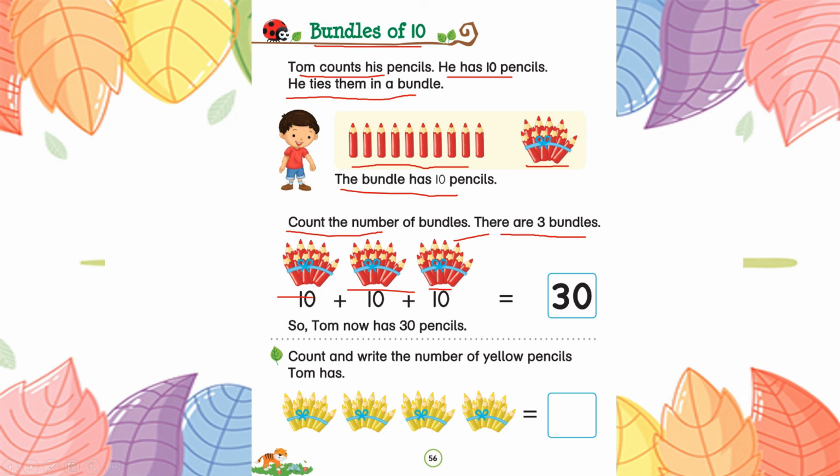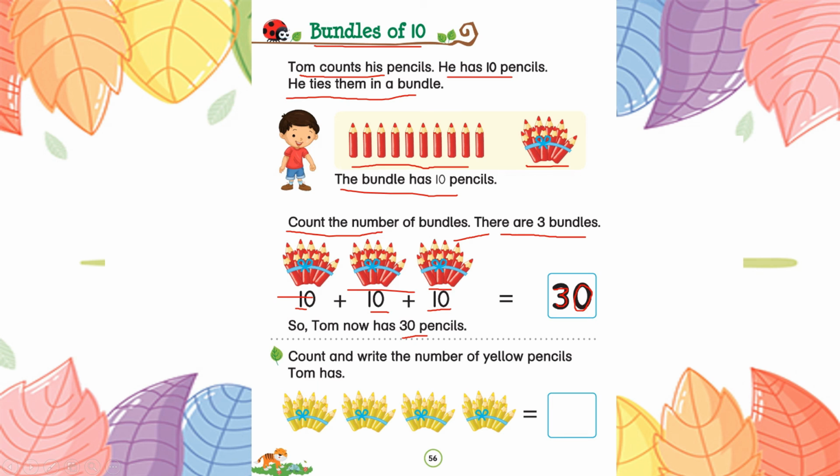So how many pencils are there? There are now 30 pencils. These are 10 plus 10 is 20 plus 10 is 30. 10, 20, 30. This is how you count. Okay. So there are 3 bundles. That means 3 bundles of 10. That means you have to write a 3 and don't put a 0 there if you are counting by 10. This is how easy it is. Okay, we have learned it in that video, you remember? So Tom has 30 pencils now.